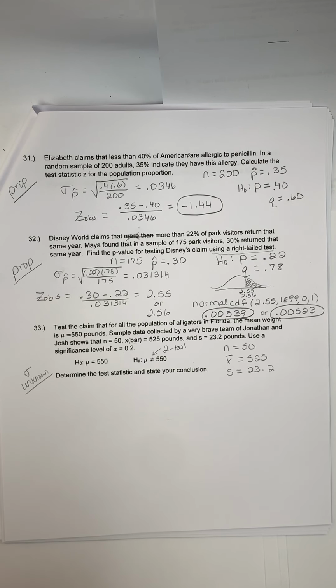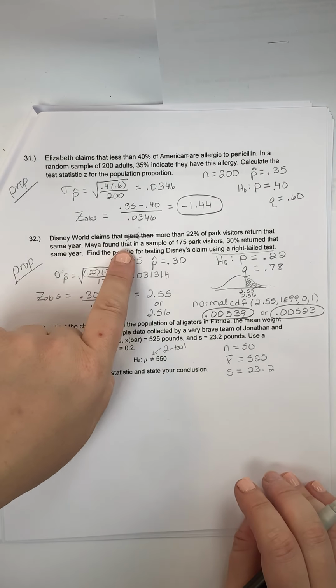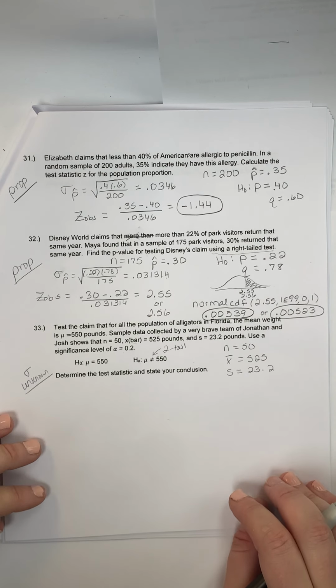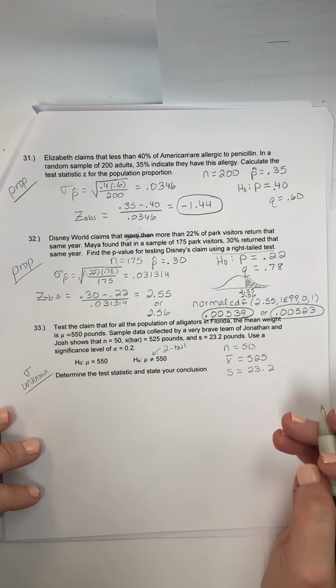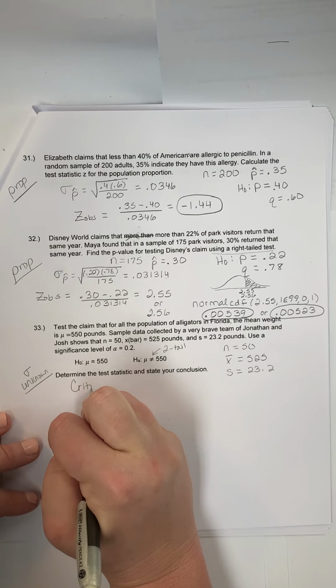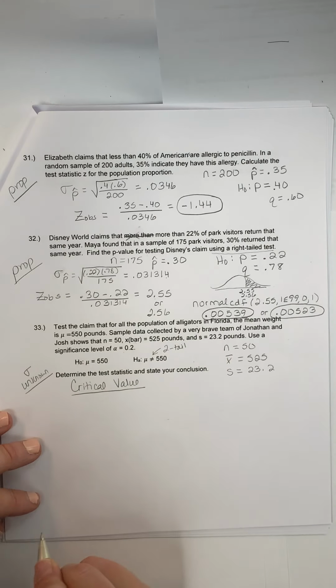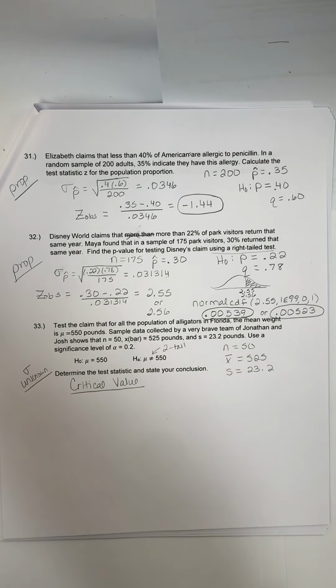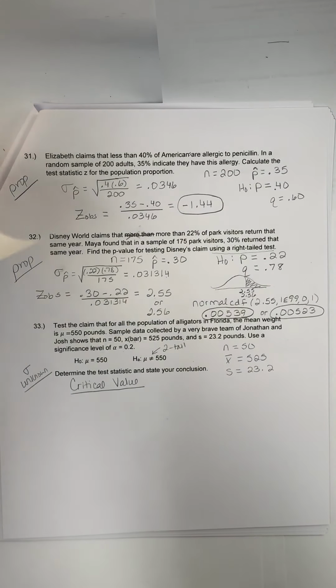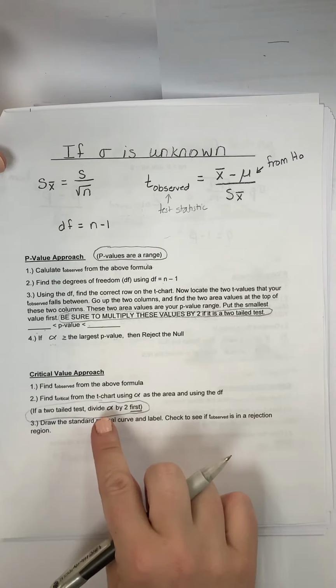Now, it doesn't tell us whether to use the critical value approach or the p-value approach. I'm going to use the critical value approach because that's what you're going to be required to do for most of the problems on the test, unless it specifically asks for a p-value. And that way we can practice more. You could use either way. Okay, so I'm going to go to sigma unknown, critical value approach. Here we go, down here.